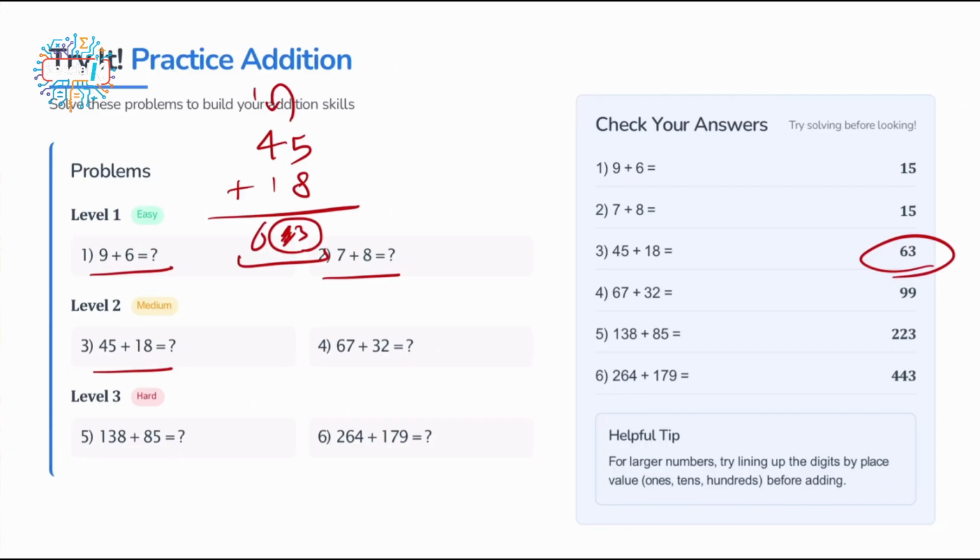What do I have for 55 plus 32? So this one, 67 plus 32. At this point, I do have 99. There is no need for the carrying method. Everything is okay. 138 plus 85, you can just find it, 223. 264 plus 179, I do have 443.